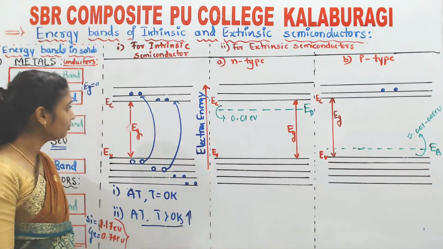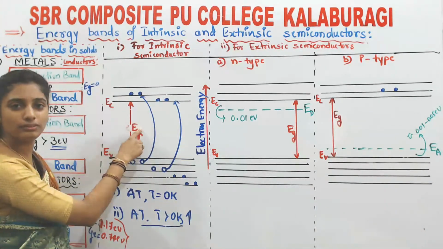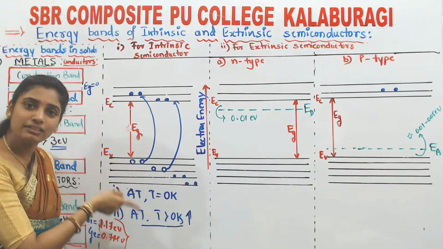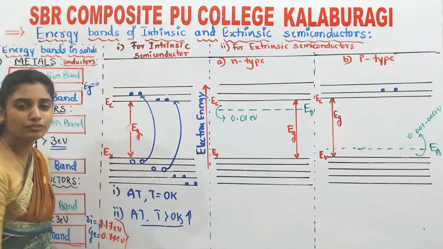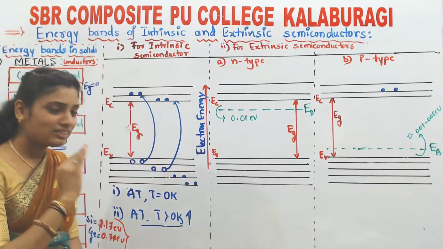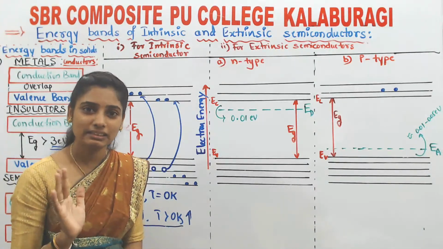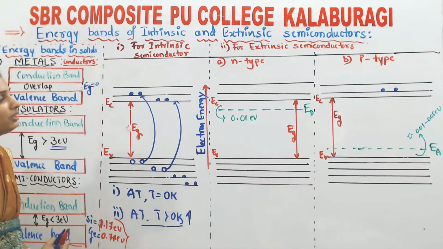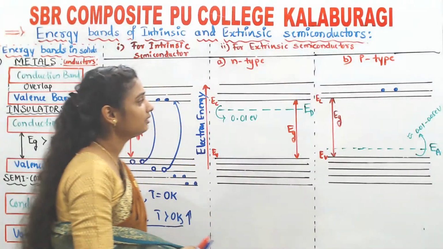However many electrons are excited to the conduction band, that many holes are created in the valence band. It means the number of electrons in the conduction band equals the number of holes in the valence band. And the next thing is, as temperature increases, the conductivity of an intrinsic semiconductor increases. It depends upon the temperature. Now, moving to the next topic after intrinsic semiconductors.